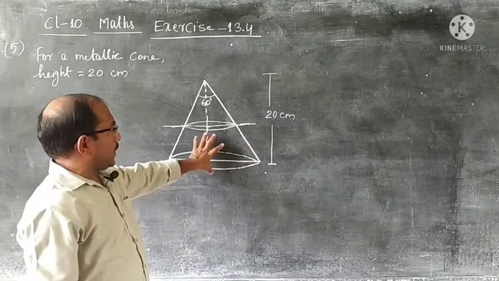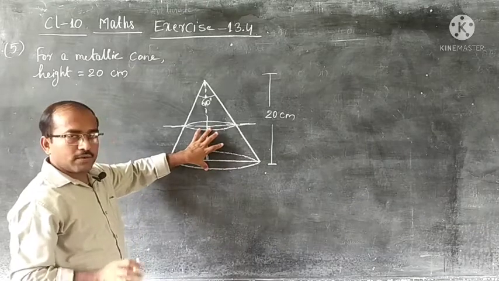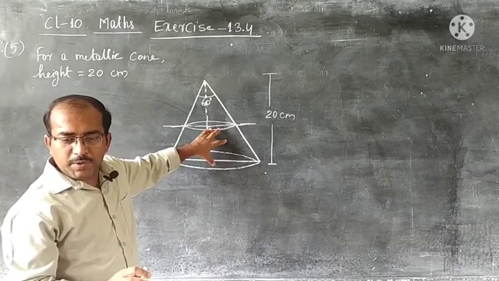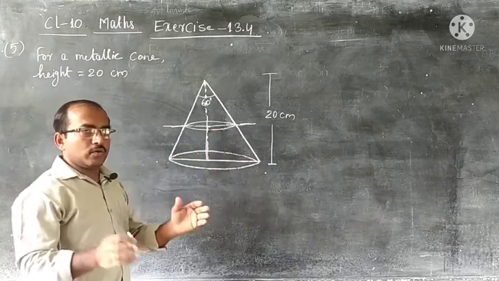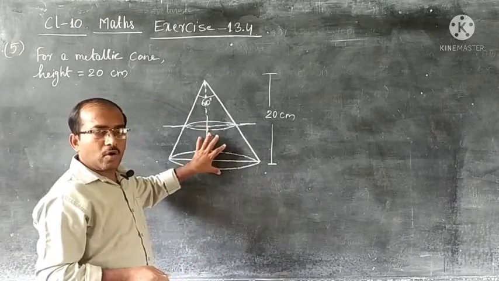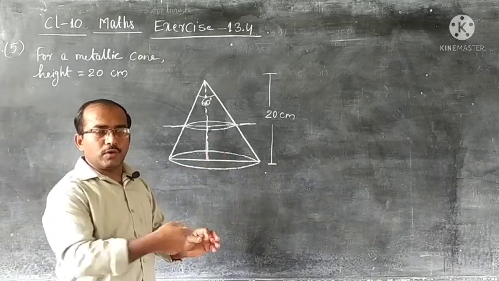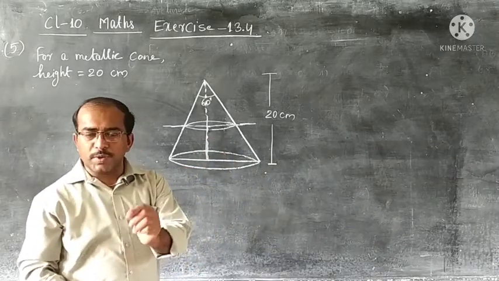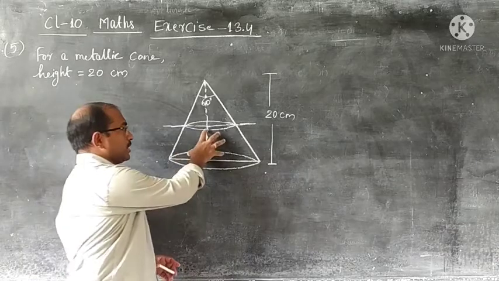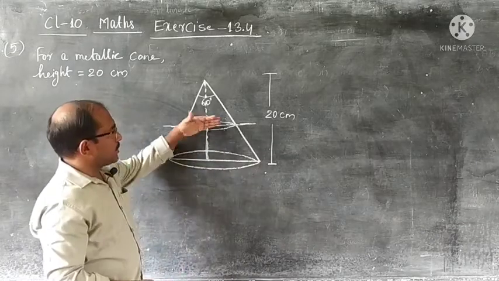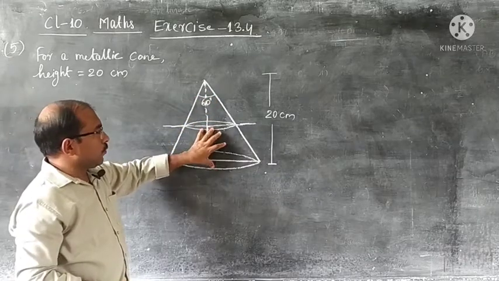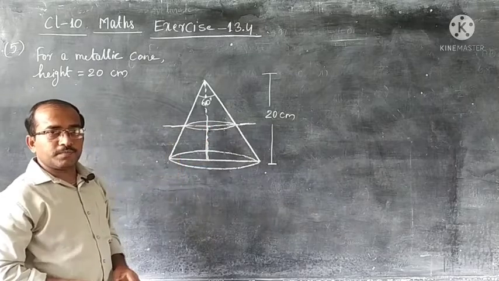If the frustum so obtained, now this part is the frustum, be drawn into a wire of diameter 1 by 16 centimeter. So we know that metal can be pulled in the form of wire. So with this frustum, whatever volume it contains, with that we are pulling wire. The diameter of the wire is 1 by 16 centimeter. So find the length of the wire. How long a wire can we pull from this frustum? That means the upper part is cut and thrown, not used. The wire is made with the metal available in the frustum.